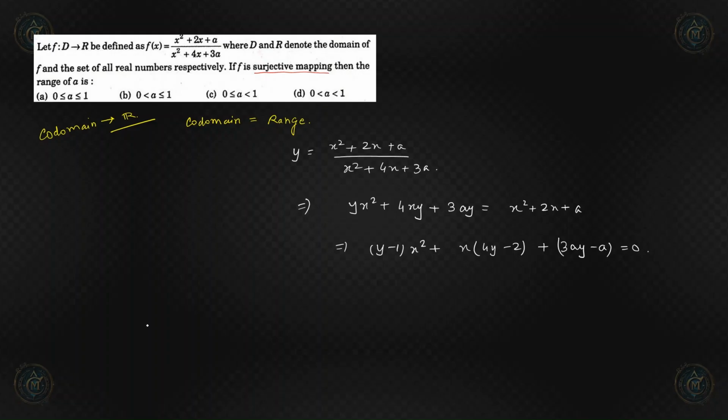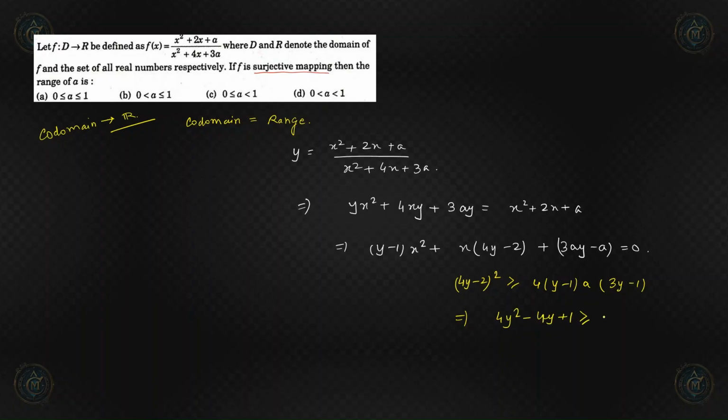Now for each value of y, we should get some real x value, right? So that means this quadratic equation must have real roots, right? So the discriminant is greater than or equal to 0. So we get (4y minus 2) whole square should be greater than or equal to 4 times (y minus 1) times a we can take common. So this becomes (3y minus 1), right? So we can cancel this 4 here. So this becomes (2y minus 1) whole square, which is 4y square minus 4y plus 1.